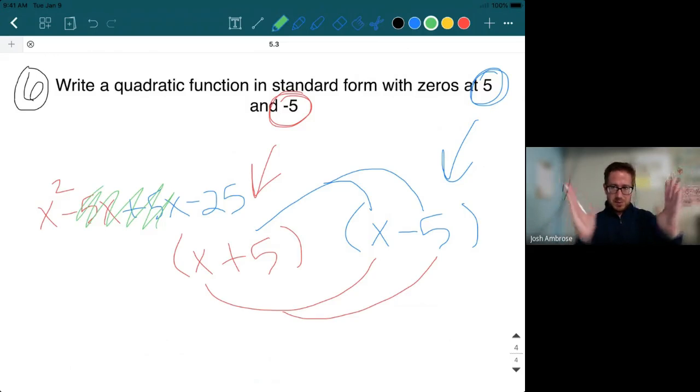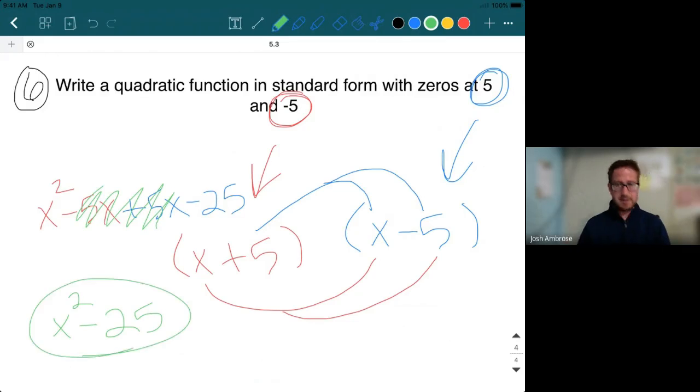So let's simplify that down to our final answer, which is x squared minus 25. That, my friends, is the quadratic that would give you the zeros 5 and negative 5.